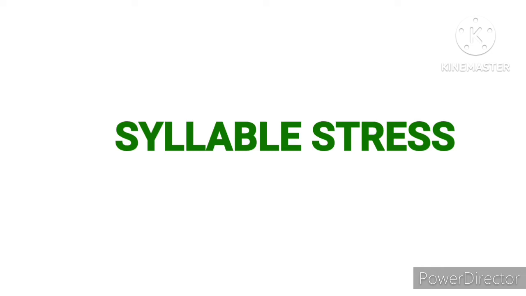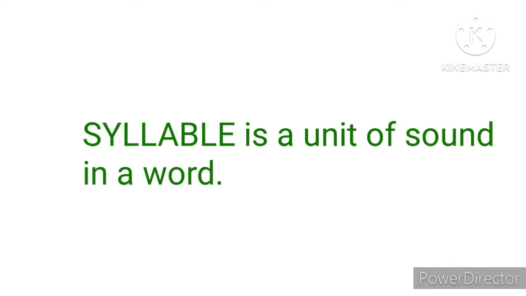I hope you know what a syllable is in the first place. A syllable is a unit of sound in a word. For example, the word syllable has 3 syllables: Si, le, bo. 3 units of sound. I hope that was clear.